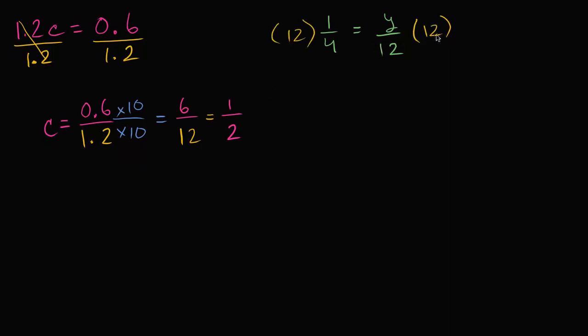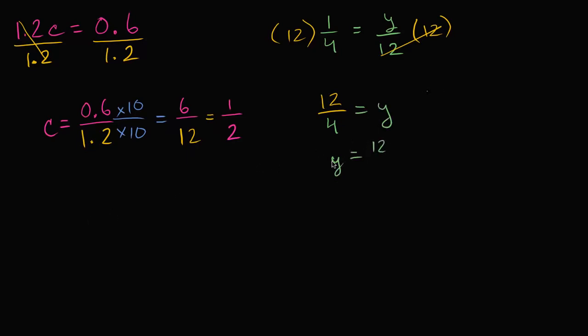And once again, why did I pick 12? Well, I wanted to multiply by some number that when I multiply it times y over 12, I'm just left with y. And so y times 12 divided by 12, well, that's just going to be y. And then on the left-hand side, you're going to have 12 times 1/4, which is 12/4. So you get 12 over 4 is equal to y. Or you could say y is equal to 12 over 4.